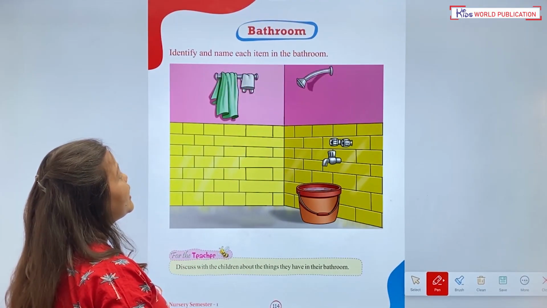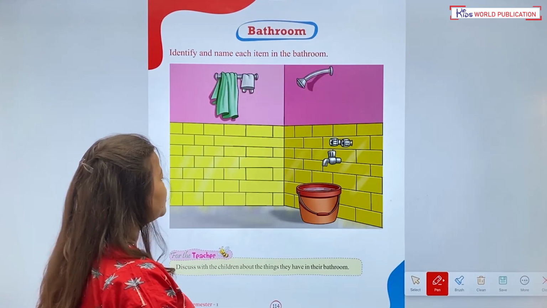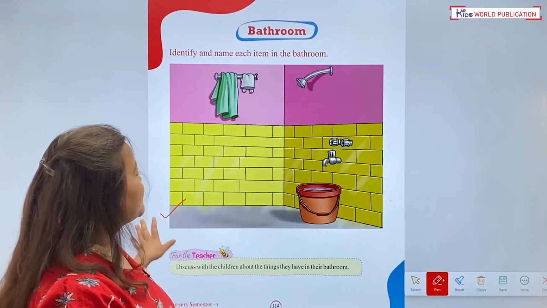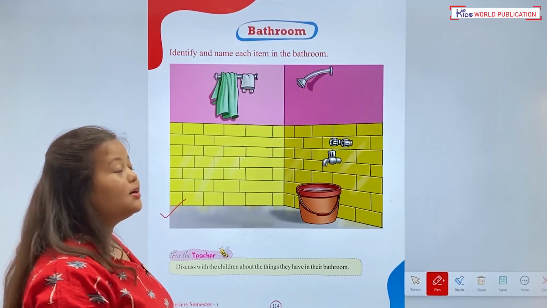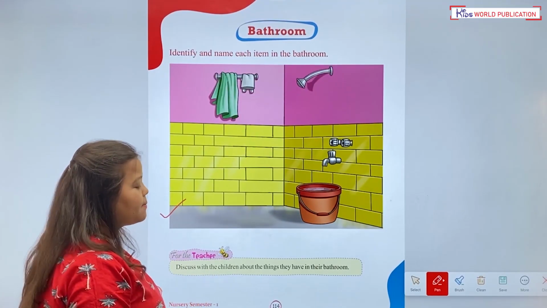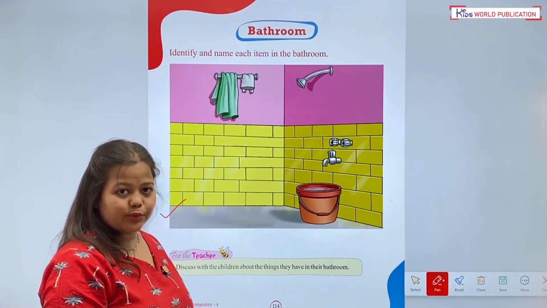Bathroom. Identify and name each item in the bathroom. So kids, this is a picture of a bathroom. So you will see this picture carefully and then name the items. For the teacher, discuss with the children about the things they have in their bathroom.